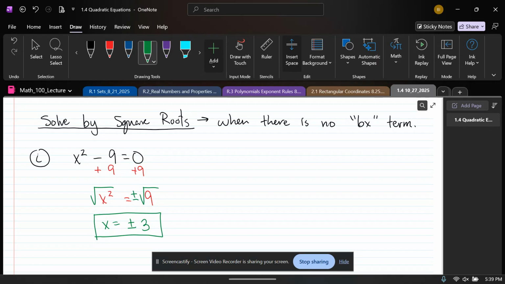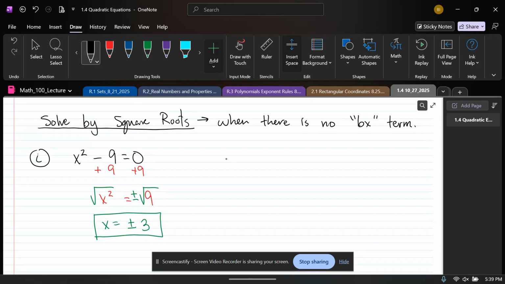So you got two answers. You got positive 3 and negative 3. That problem could also have been done by factoring with differences of squares, but I think this is a little bit shorter. You could have factored it as x plus 3 and x minus 3 and set those factors equal to 0, but the square roots is a little bit faster.